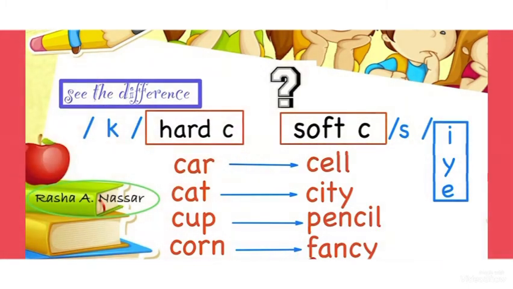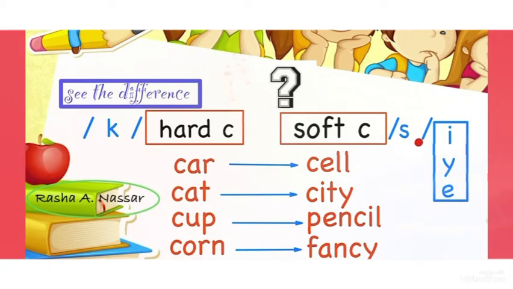And here, fancy. Can I call it fan-key? No. Why? Because here the letter C is followed by the letter Y, or the letter Y comes after the letter C. So here we call it fancy. Again, this is hard C and this is soft C. Hard C is the letter C that sounds k. Soft C is the letter C that sounds s.